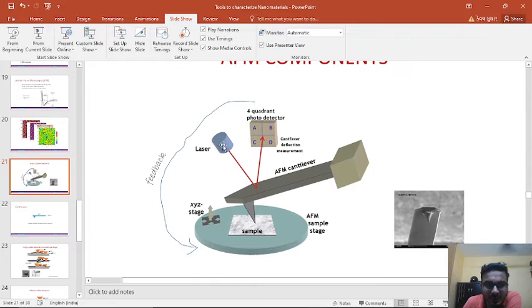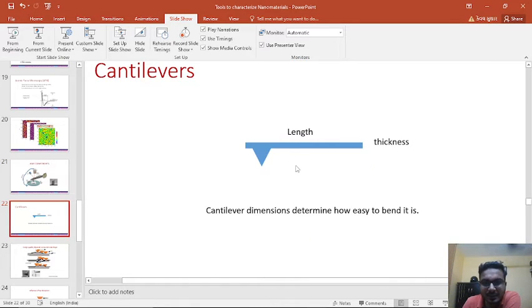Now from this portion the laser beam is incident on this AFM cantilever and it is received by this 4-quadrant photodetector. Here you can also see the actual image of this cantilever with the tip, and from this 4-quadrant photodetector a feedback is given to this sample stage. And if we discuss the cantilever to be specific, then here we have the length of the cantilever and this is the thickness with the tip.